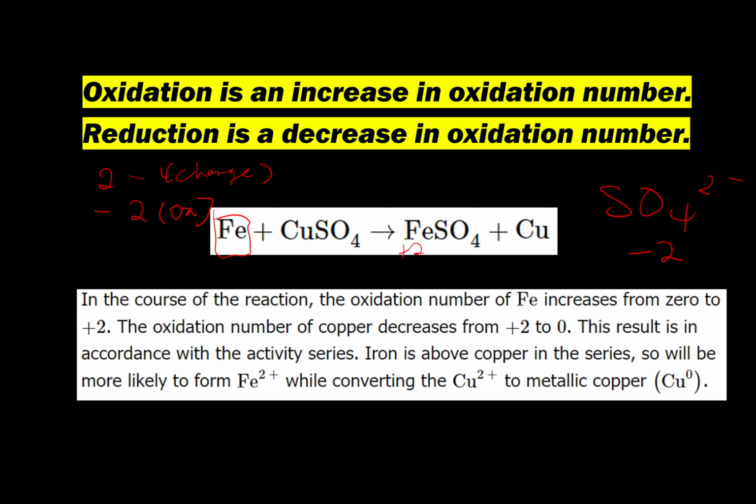So we're seeing that iron is increasing from 0 in this state to plus 2 there. The oxidation number of copper decreases from plus 2 in this state to 0, right? So we're seeing here that, okay, let me not answer that yet. Can you guys just let me know what is oxidized in this case? What is oxidized and why?